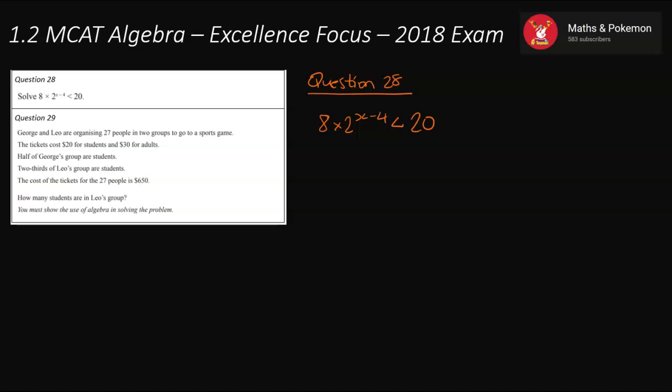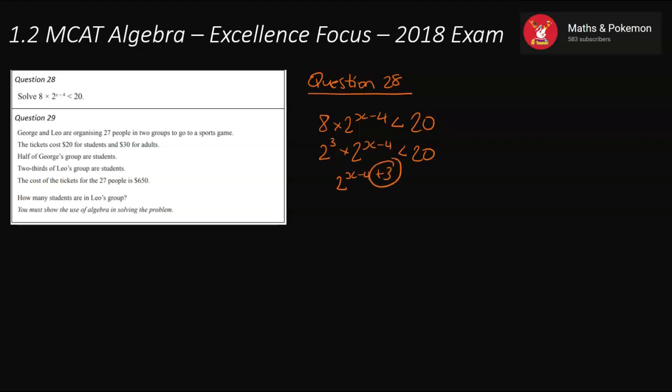So I know this is going to be a bit irritating to do. The 20 isn't a base of 2. So that's going to be an issue we have to face later on. But 8 is a nice number because 8 is 2 to the power of 3. So let's put that in. So 2 to the power of 3 times 2 to the power of x minus 4. When is that less than 20? Let's simplify these. They've got the same base of 2, which means we can add the powers together. So 2 to the power of x minus 4 plus 3.